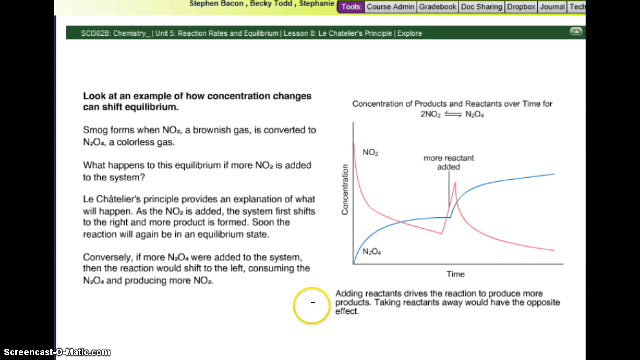So here it shows adding reactants drives the reaction to produce more products, taking reactants away will have the opposite effect. So with reactants, we start out with a whole bunch, it's changing into the product, then boom, we added some more, and it changes into product again. We have product being formed, we're leveling off, but oh, they added more reactants, so now more products can be formed.